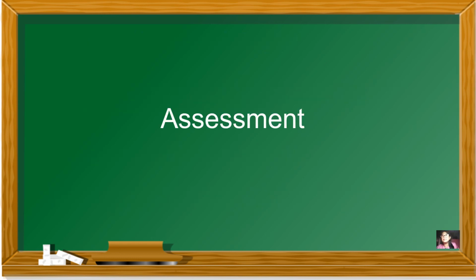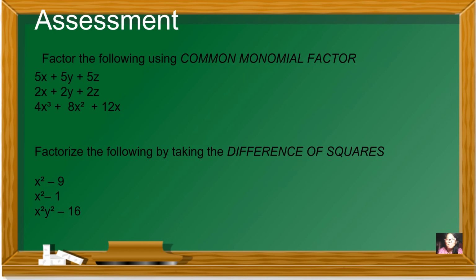Now, let's go for your assessment to check if you really understand the topic for today. We have two topics. Under the common monomial factor, you need to factor 5x plus 5y plus 5c, 2x plus 2y plus 2c, and then 4x cubed plus 8x squared plus 12x. And then under the difference of squares, you need to factor x squared minus 9, x squared minus 1, and then x squared y squared minus 16. So answer this in your notebook.